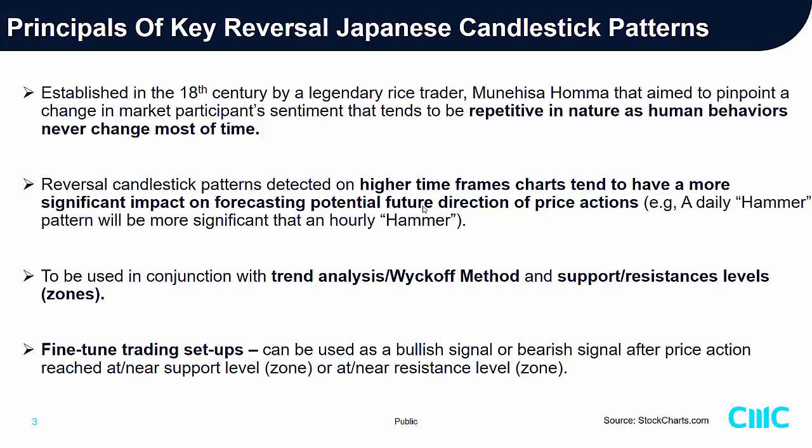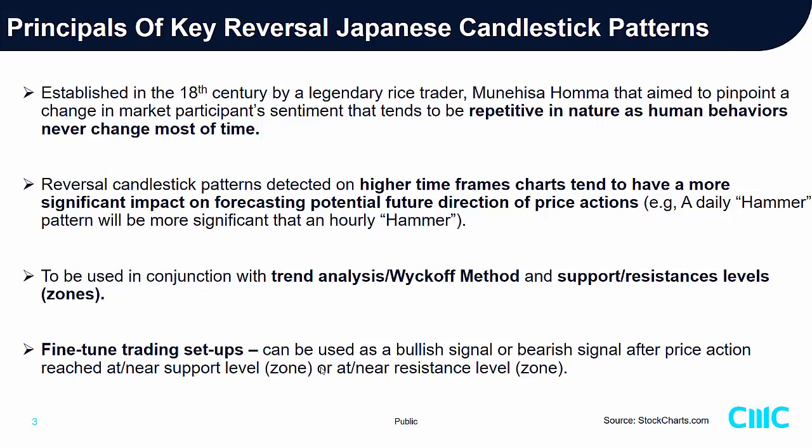Later I'll share an example of how we use reversal candlestick patterns together with trend analysis and support and resistance levels. The purpose for us as traders, if we are able to detect such key reversal candlestick patterns, is to fine-tune trading setups, i.e., it can be used as a bullish signal or a bearish signal after the price action of the instrument we are monitoring reaches at or near the support level or zone, or at or near the resistance level or zone.